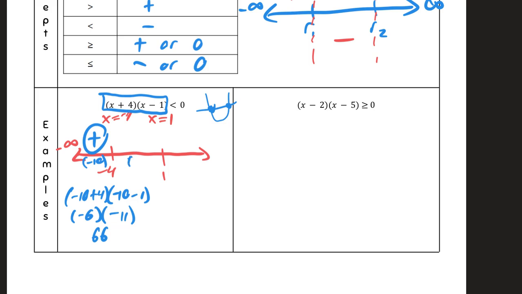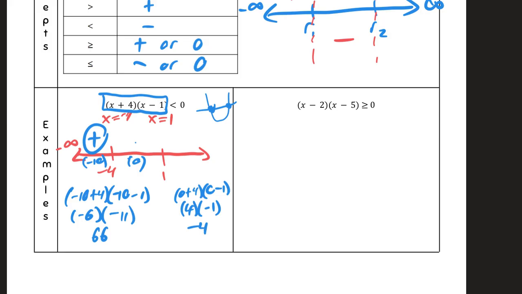Negative 3 works. I would check 0, right? But anything in there, right? So if I plug in 0, 0 plus 4 is 4. 0 minus 1 is negative 1. That's 4 times negative 1, which is negative 4. So it happened to be what we thought it would be.